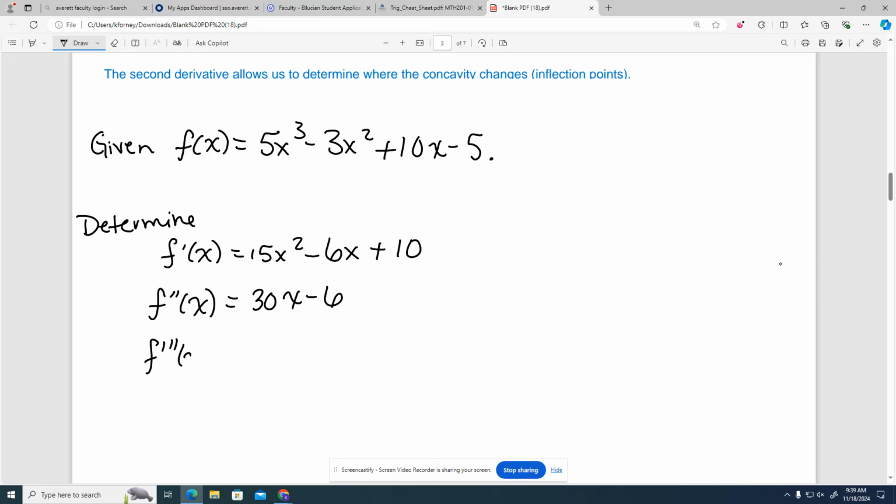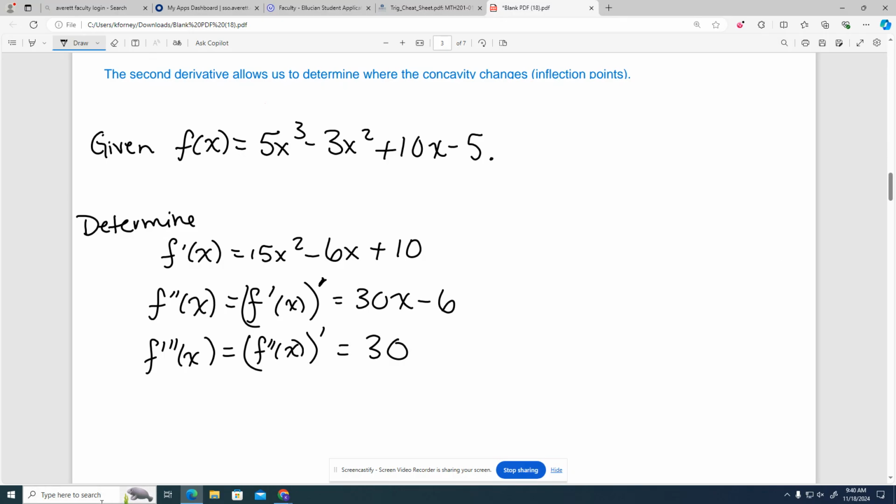Now, the third derivative is just, before we do this, let's show that this is just the derivative of the first derivative. So now this is the derivative of the second derivative, which then would just be 30.